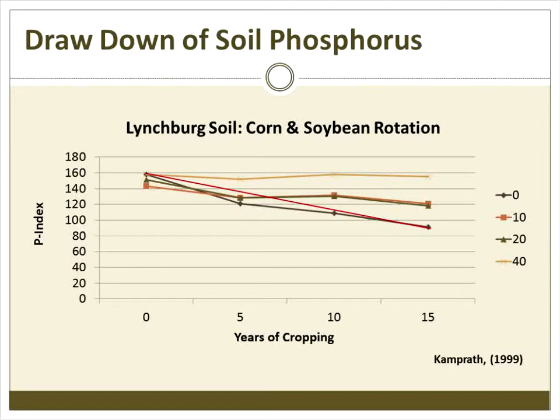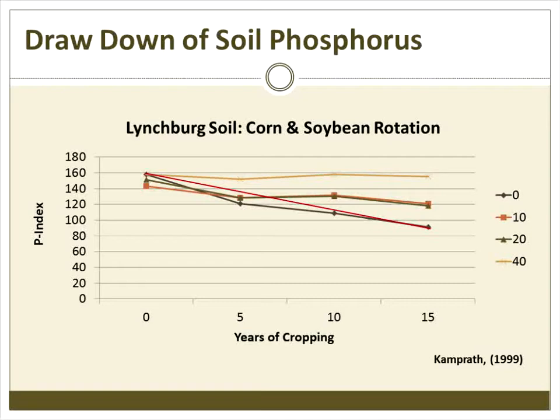And so in this case, what we see is over a 15-year period on this particular cropping sequence of corn and soybean rotation on the Lynchburg soil, we went from about 160 index down to somewhere around 90, 95, something like that. So we had a 65 unit drop, if you will, in the index values. Boy, my math is horrible today. So, is that a good thing? Yeah. We see that without making further applications, we can start pulling the phosphorus levels down in our soil.